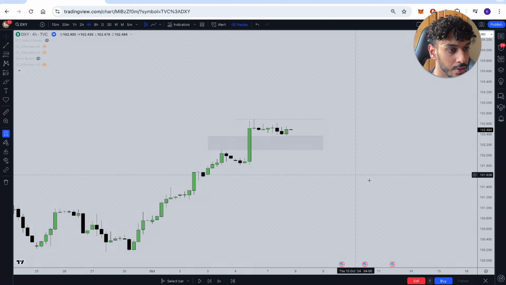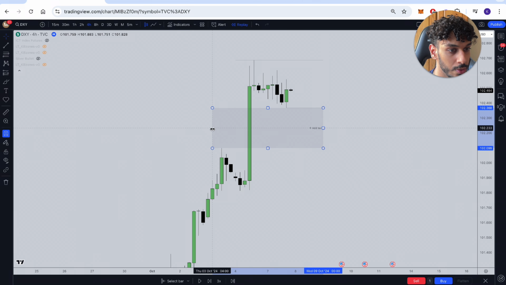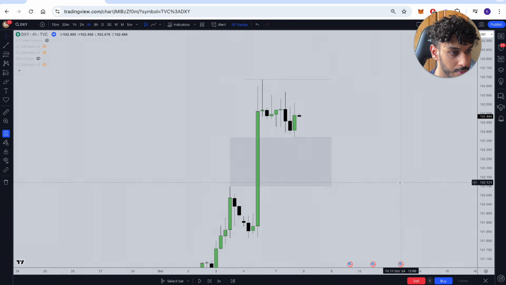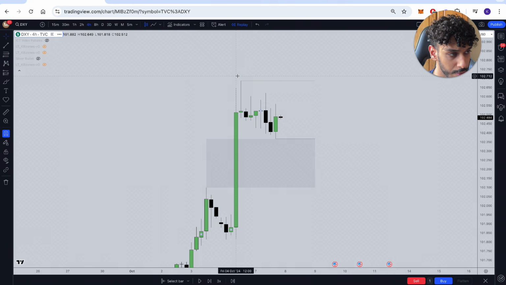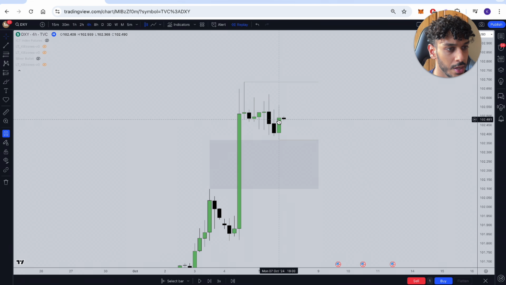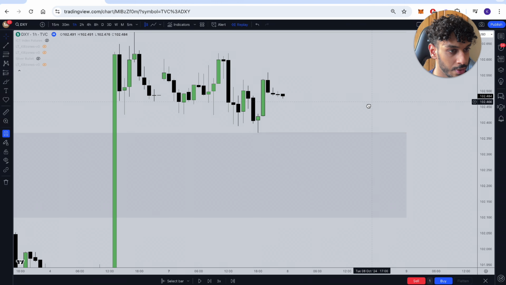Anyway, so we go on the 4-hour here. Okay, and you can see how this leg was very aggressive. This was the NFP leg, very, very aggressive to the upside, and then we consolidated, and Monday consolidated too. So let's just jump down a bit more.